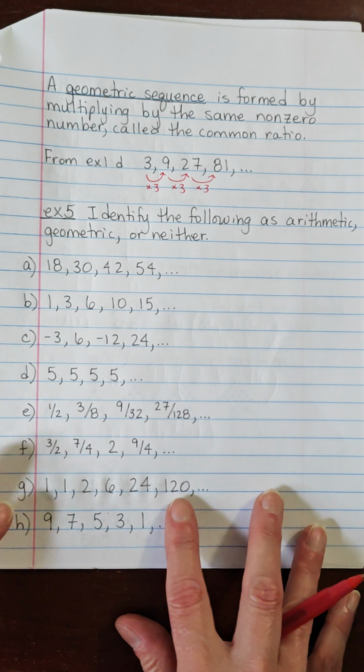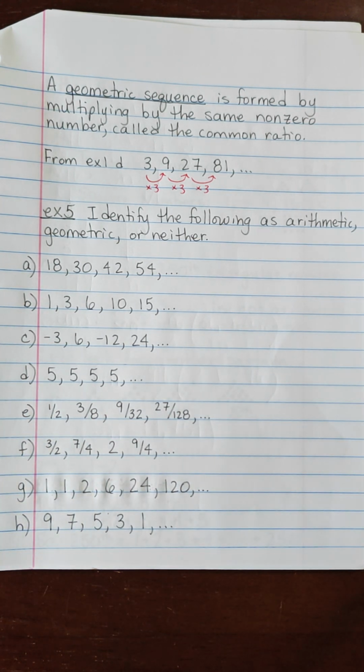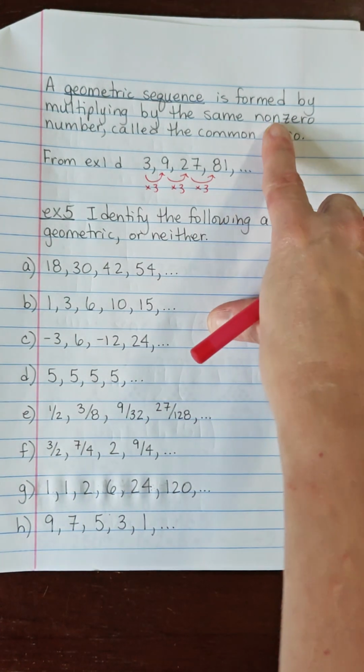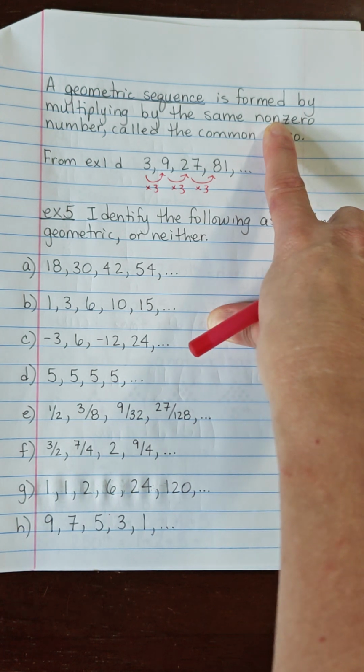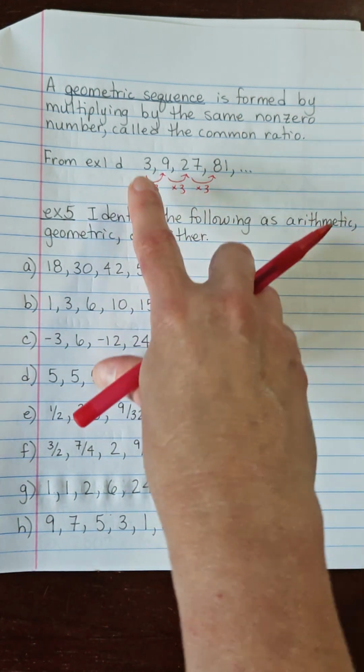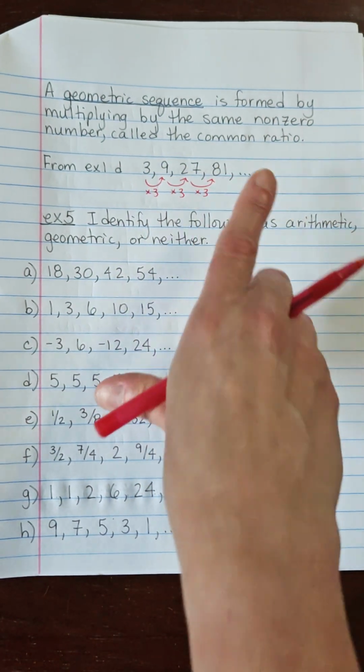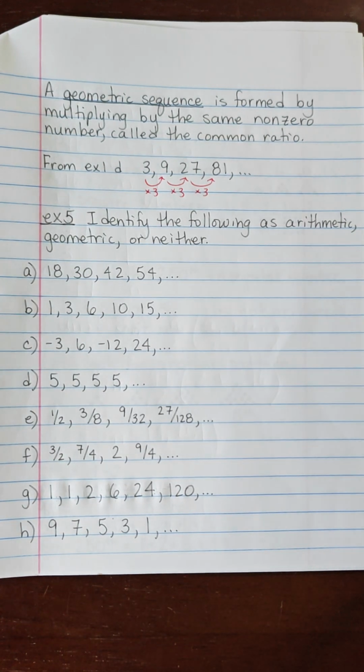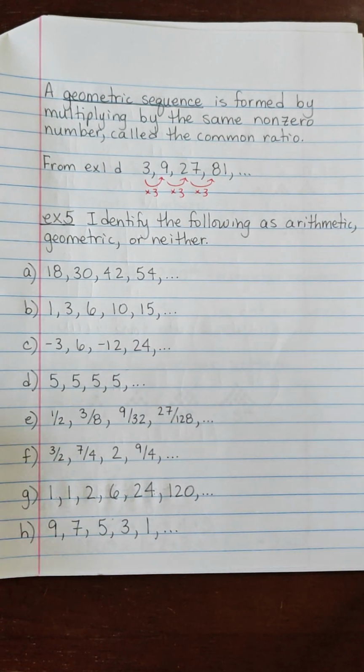Geometric sequences, we are now multiplying by the same fixed number, but now we can't have 0. It's got to be a non-zero number. That's because if I multiply by 0, the whole sequence just zeroes out, right? We just get 0, 0, 0, 0, 0.